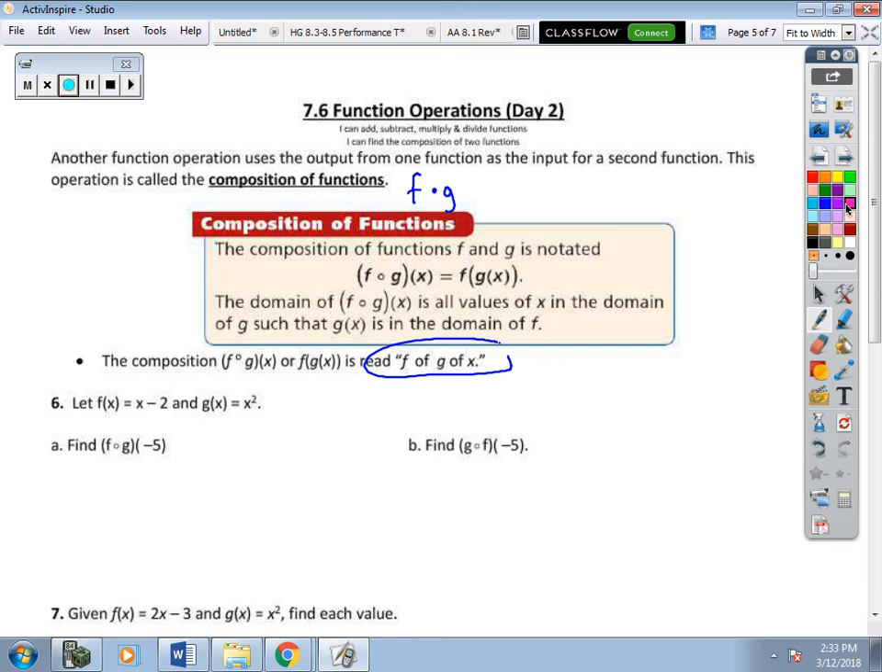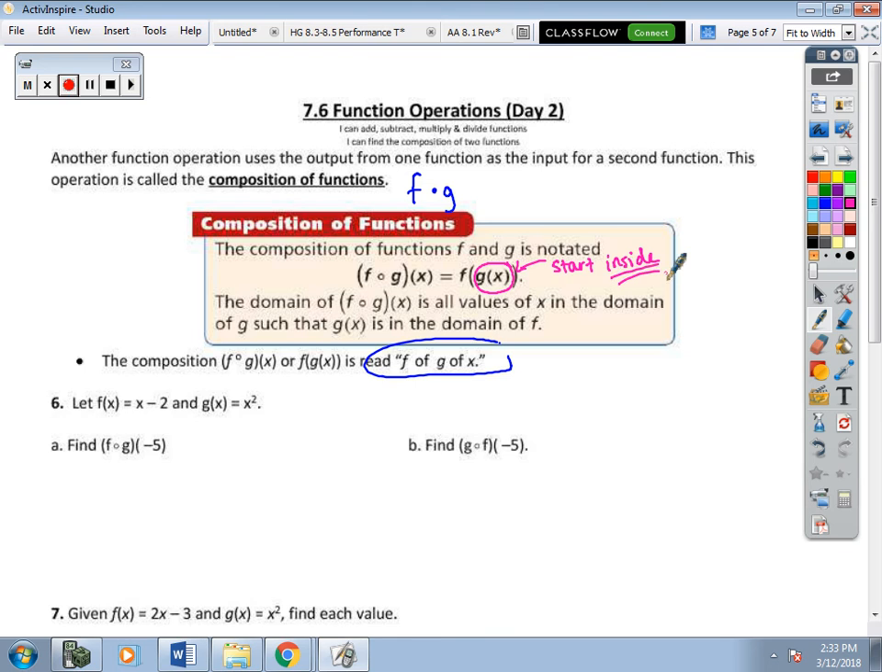So what you're going to do is always start on the inside and find out what g of x is, then plug it into the f of x function. Okay, so you always want to start inside and work your way out.